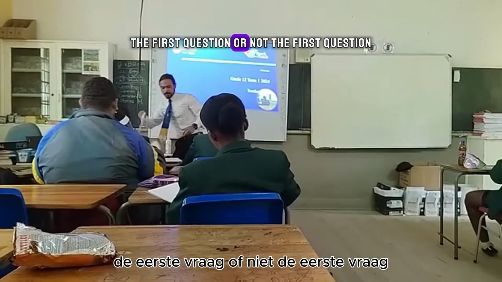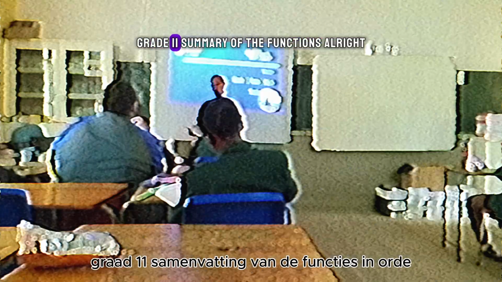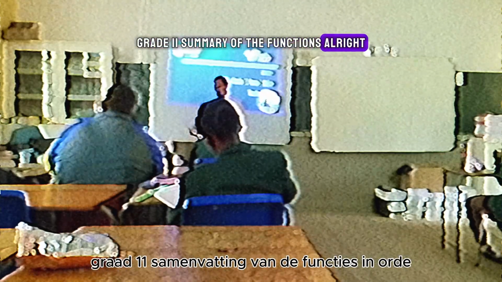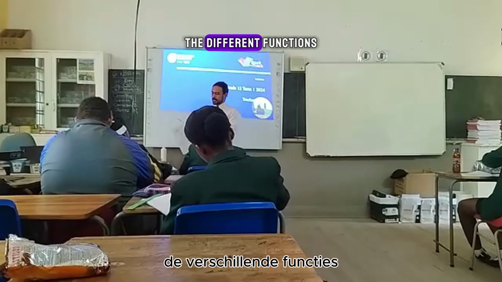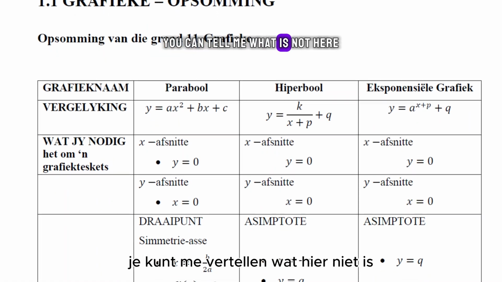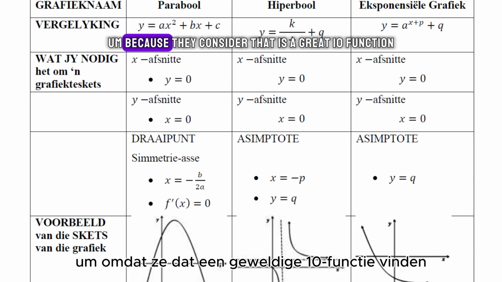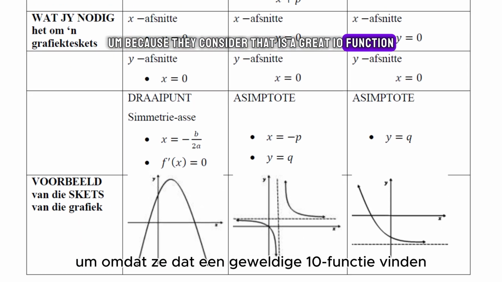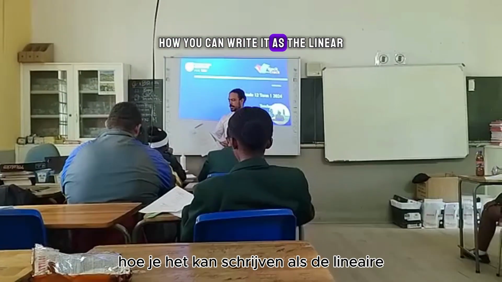Or the first question, I'm going to read through the index quickly. It says there functions, grade 11 summary of the functions. All right. There we have the different functions, the parabola, the hyperbola, exponential. Who can tell me what is not here? The linear function. The linear function is not here, all right? Because they consider that a grade 10 function. There's the different types, how you can write it as the linear.